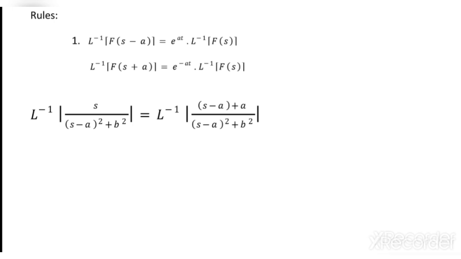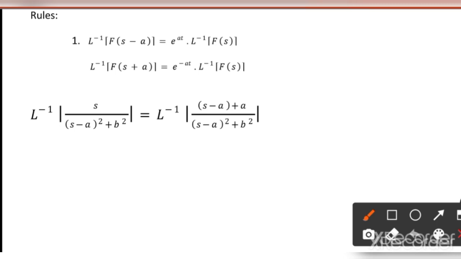So L inverse of s by s minus a the whole square plus b square. See students, for a moment you just think there is s square. So s by s square plus b square. What will be the result? If I had L inverse of s by s square plus b square, it is cos bt, directly. But here we have a hurdle, we can call it an obstacle, that is s minus a the whole square. So I have to remove that a out.